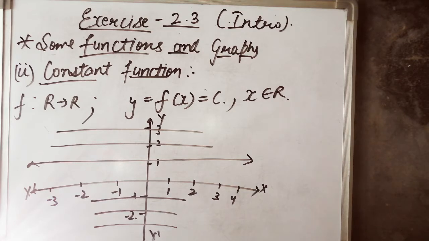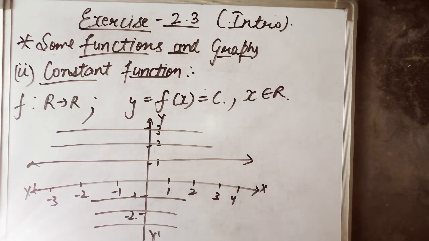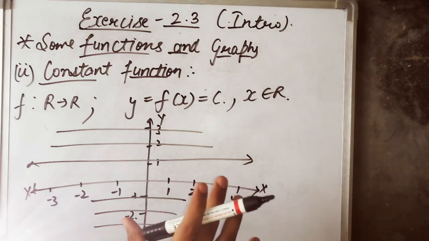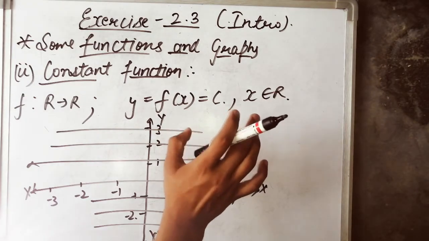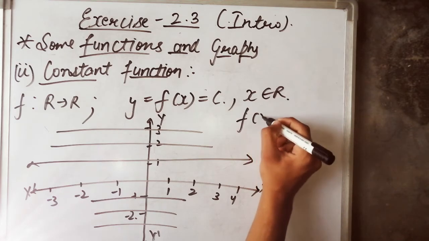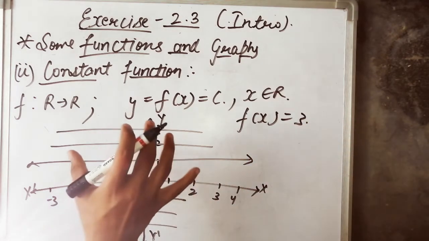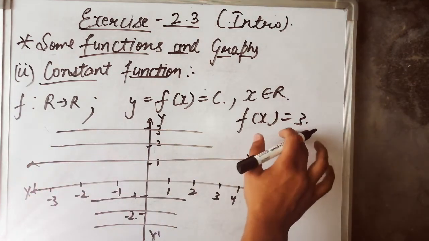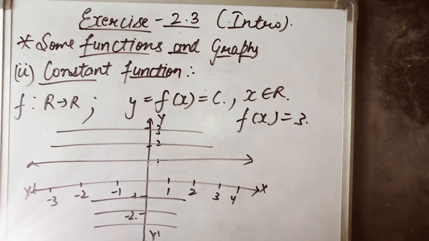The domain of this function is the real numbers, and the range is constant because the value of c is constant. For example, take f(x) = 3. It means that the value of c is 3, and the graph will be drawn like this.